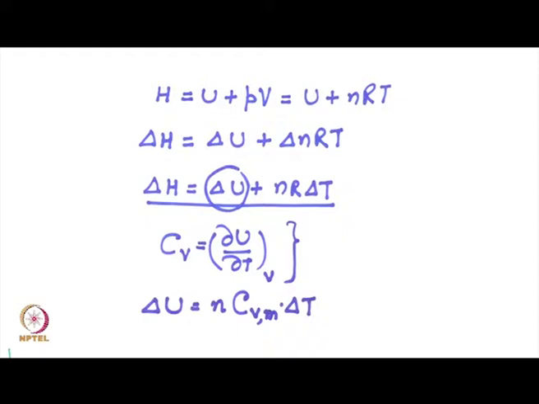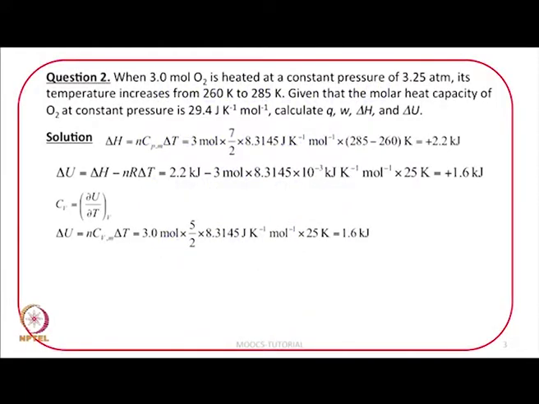And if I substitute the values, n as 3 mole, CV is 5 by 2 R for the reasons that I just discussed, and temperature difference is 25 Kelvin, and you see you get the same number, 1.6 kilojoule, whether you use the equation delta U is equal to delta H minus n R delta T, or delta U is equal to n times CVM delta T. You get the same answer.